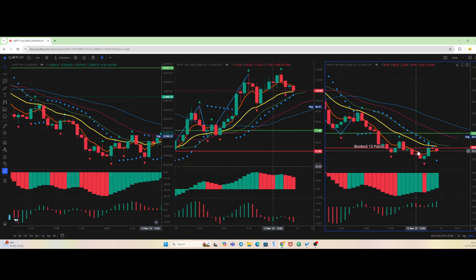Okay. Then finally, if you see, in the 3 o'clock move, normally we used to take the 3 o'clock move. The 3 o'clock candle was this one actually. Which moved nearly around 4 to 5 points it has given. We booked 5 points in the 3 o'clock move.